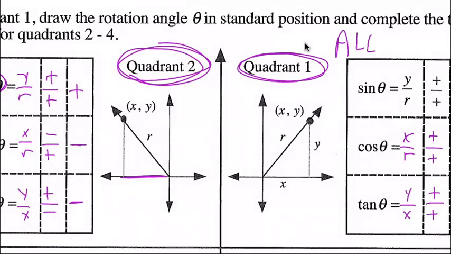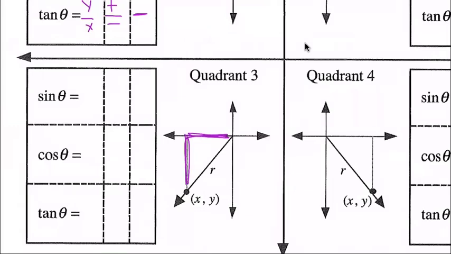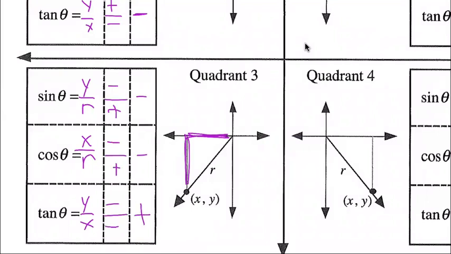In quadrant 3, this is a negative x, this is a negative y. So when I fill this in, y over r, x over r, y over x, this is negative over a positive, which is negative. This is a negative over a positive, which is negative. This is a negative over a negative, which is positive. Tangent is the only one that's positive in quadrant 3.